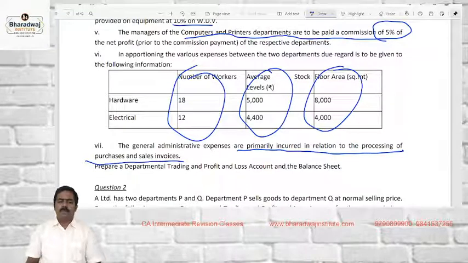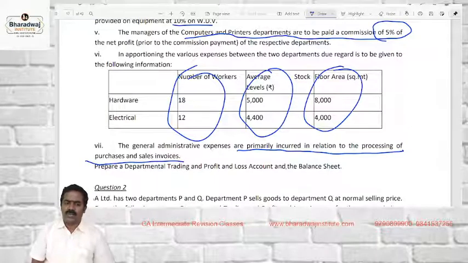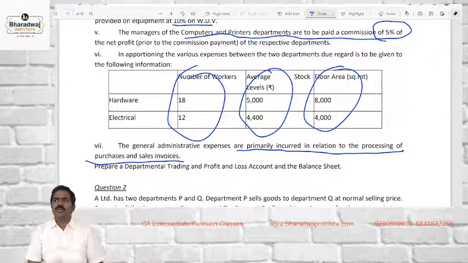Processing of which one? Purchases and which one? Sales invoices. We can go with sales ratio. We can go with what? Sales ratio. Okay. We can go with sales ratio. Let us do it together.